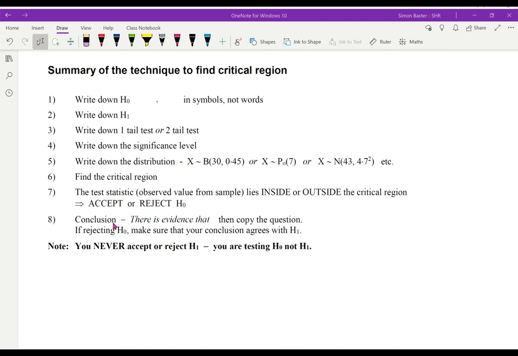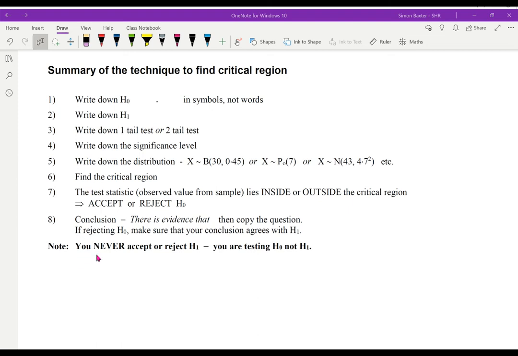Conclusion: there is no certainty about statistics. You cannot say that your null hypothesis is wrong or is correct. There is evidence that, and then copy the question. If you're rejecting H0, make sure your conclusion does follow what you wrote with H1.